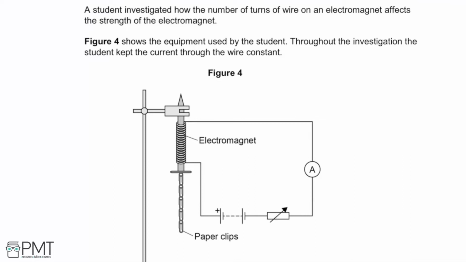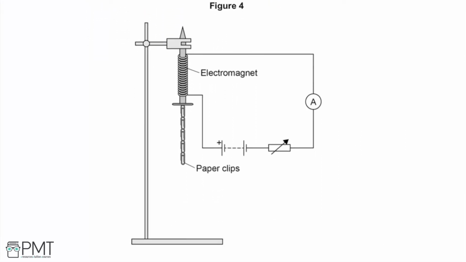So in this part of the question, we're told that a student investigated how the number of turns of wire on an electromagnet affects the strength of the electromagnet. Then we're told that figure 4 shows the equipment used by the student, and that throughout the investigation, the student kept the current through the wire constant. And then below we have figure 4, which we're going to take a minute to make sense of and just understand exactly what everything's doing in the diagram.